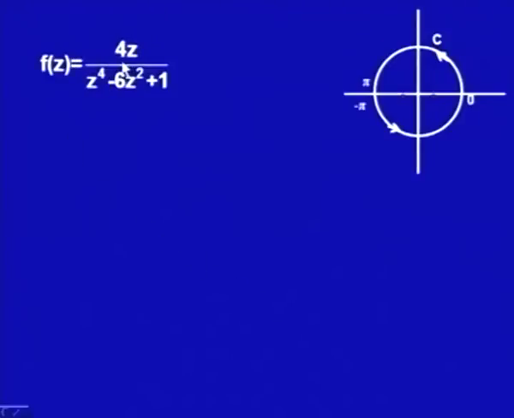My function is 4z upon z to the power 4 minus 6z square plus 1. This is of the form p(z) upon q(z), and our isolated singularities, both, are simple poles. So we would use the formula: residue at z equal to z naught of f(z) is p(z naught) upon q dash(z naught), when z naught is a simple pole.